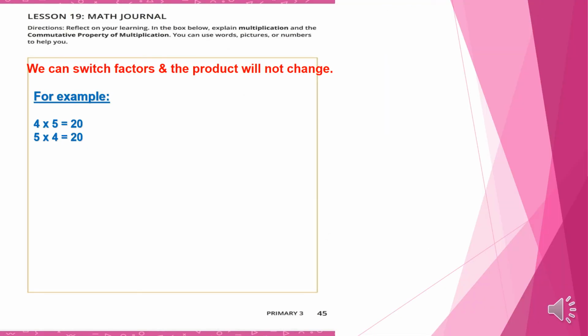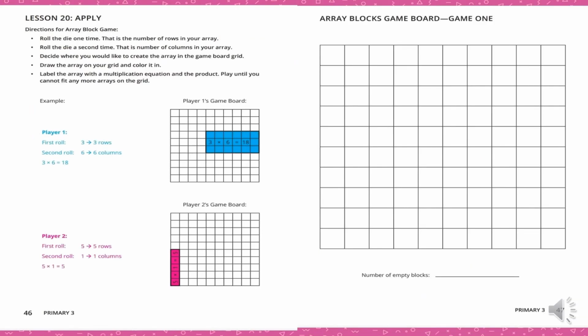Here in our math journal, explain the multiplication commutative property. We said commutative property means we can switch factors and the product will not change. For example, 4 times 5 equals 20, and if we switch the factors, 5 times 4 will also be 20.